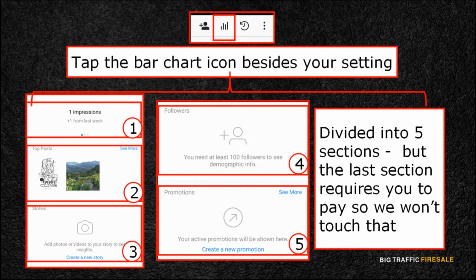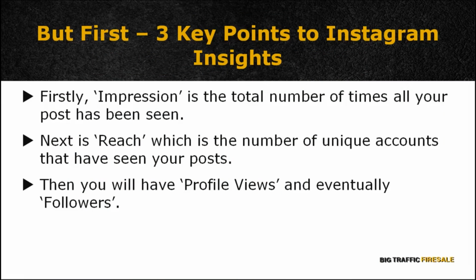This page is divided into 5 sections. However, the last section requires you to pay to promote, thus we will not touch upon that. Before going through these sections, there are 3 key points to Insights. First, impression is the total number of times all your posts have been seen. Next is reach, which is the number of unique accounts that have seen your posts. Then you will have profile views and eventually followers.